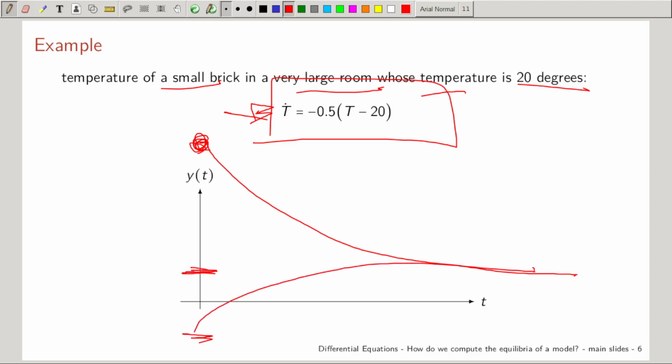If it starts at 20, the derivative is going to be 0, true? What is the equilibrium of the system? In this case, y dot is equal to 0 means T equals 20, true?